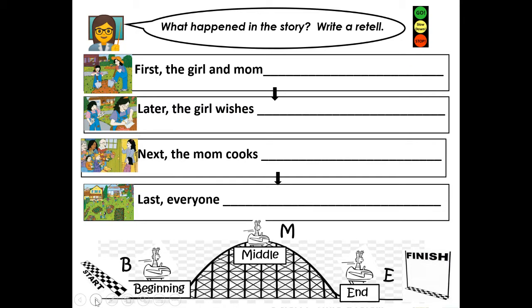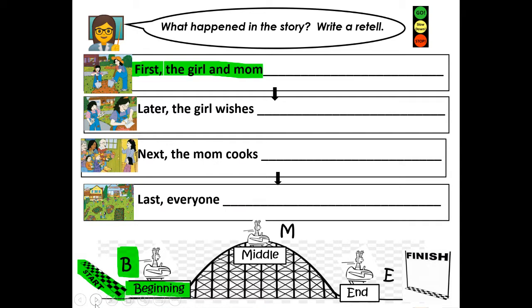We're going to use our green means go, yellow means slow down, and red means stop. So we're going to first write about the beginning or start of the story. So you need to write the word first. Write a capital letter F, and the rest are lowercase, F-I-R-S-T. You are going to write this first green sentence. First, the girl and mom, what do they do?